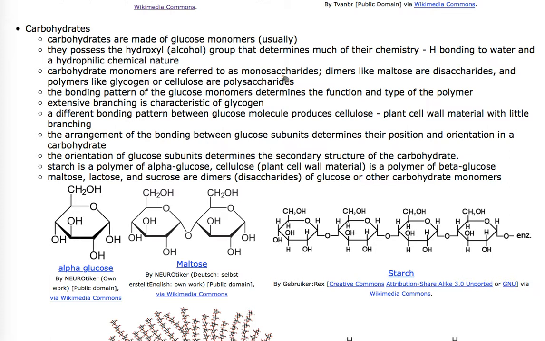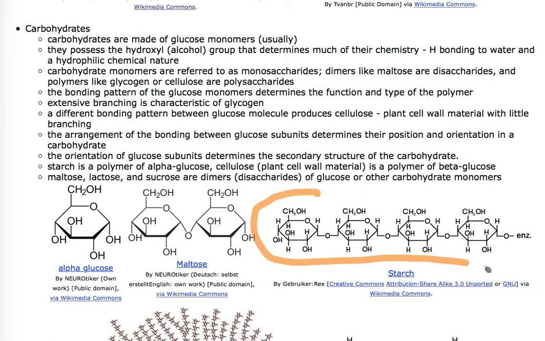Carbohydrate monomers are referred to as monosaccharides. Again, that's glucose, fructose, and galactose. Those are isomers of each other because they all have the same basic formula of C6H12O6, but they have different structures. This is glucose. This is maltose. Glucose bonded to glucose forms maltose. The bonding pattern of the glucose monomers determines what the polymer will be.